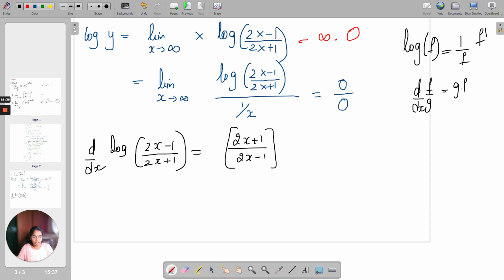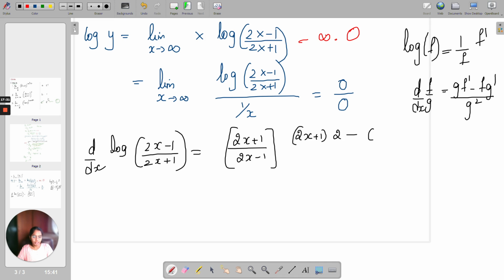Wasn't it g into f dash minus f into g dash divided by g square? Agree? So in the place of f we have 2x minus 1 and in the place of g we have 2x plus 1. Right, so what would we get? We would get g. What is g? 2x plus 1. Yes, differentiation of 2x minus 1 is 2, right?